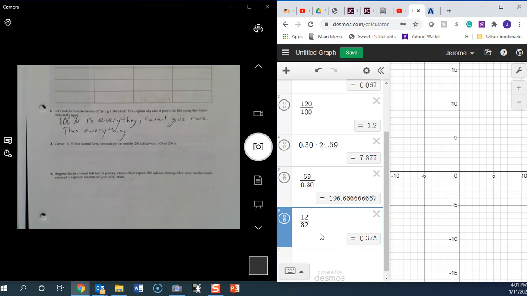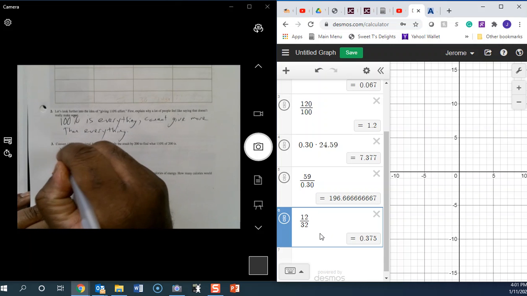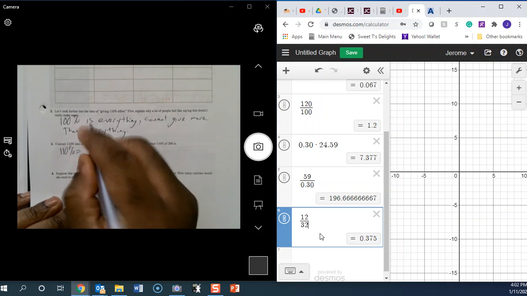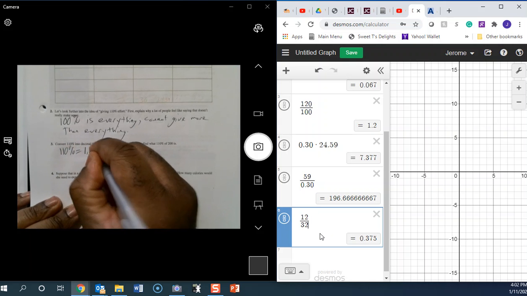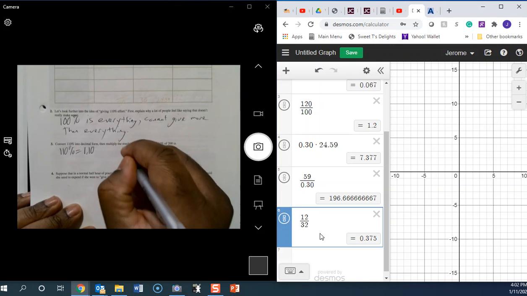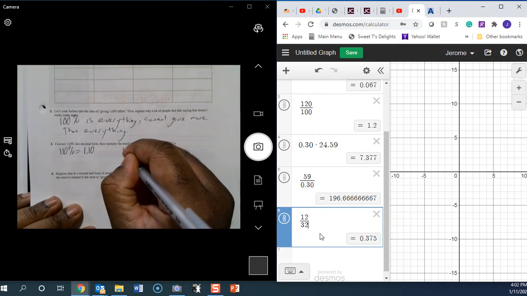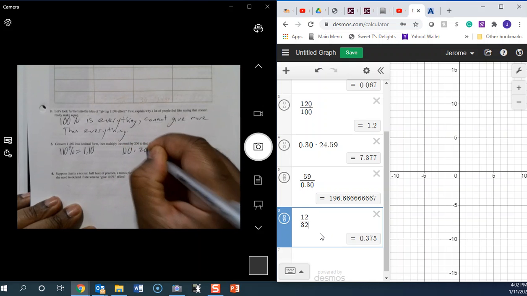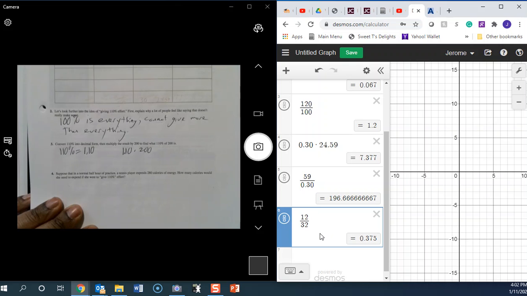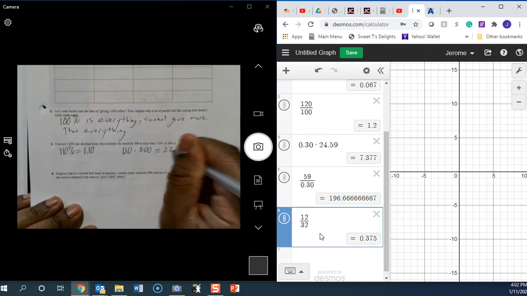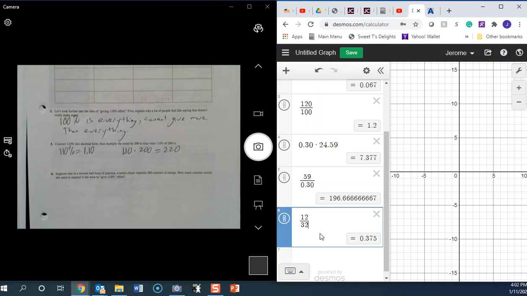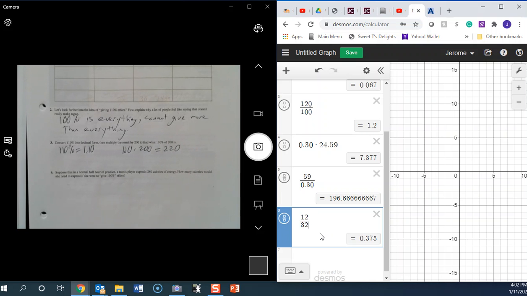Number 3, convert 110% into decimal form. Then multiply the result by 200 to find what 110% of 200 is. So 110% written as a decimal will be 1.10. So they're telling us to take 1.10 and multiply by 200, which will give us 220. So that means that 220 is 110% of 200.